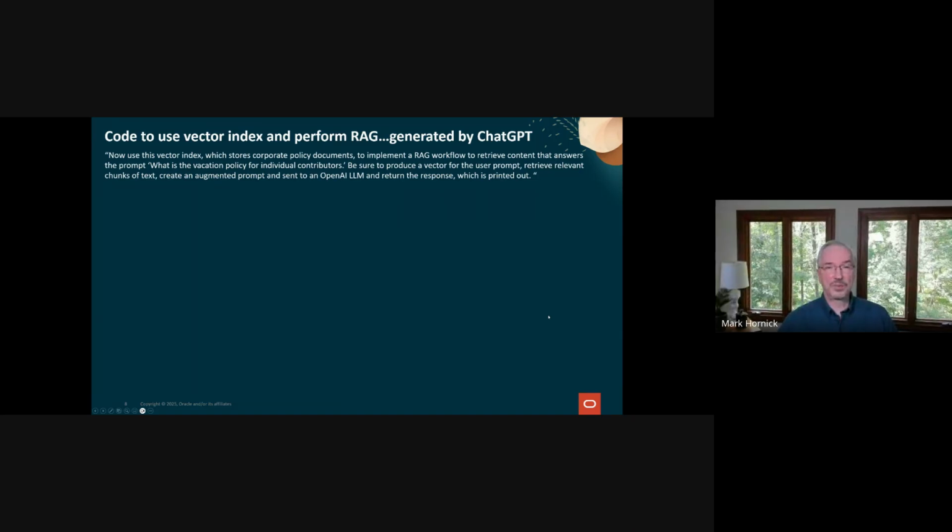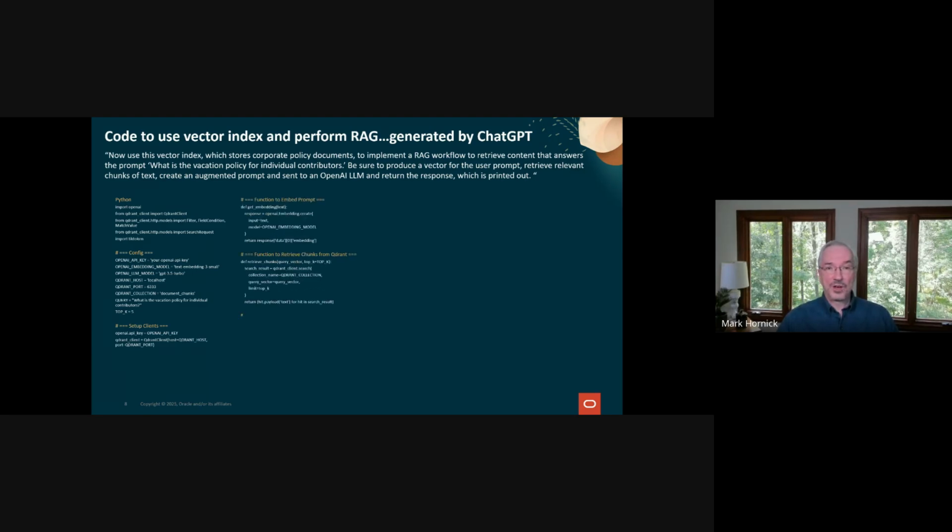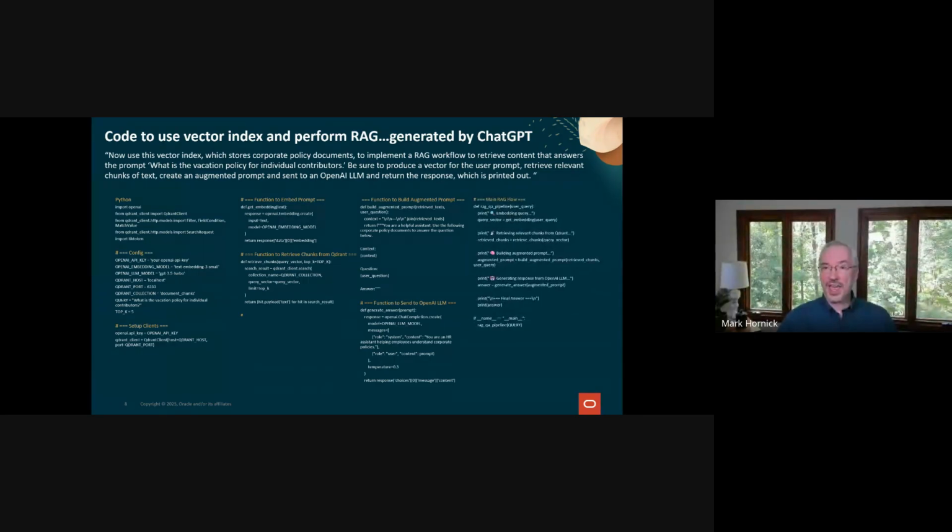We have a corpus of documents about corporate policy, and we want to make sure that it's grounded in our specific content. Now, be sure to produce a vector for the user prompt, retrieve relevant chunks of text, create an augmented prompt, and send it to the OpenAI LLM and return the response, which is printed out. So again, we have Python configuration and client setup. We need a function that creates a vector embedding for our prompt, retrieves the chunks from the vector database, builds the augmented prompt, sends that to the LLM, and then use this set of functions to actually produce the RAG flow.